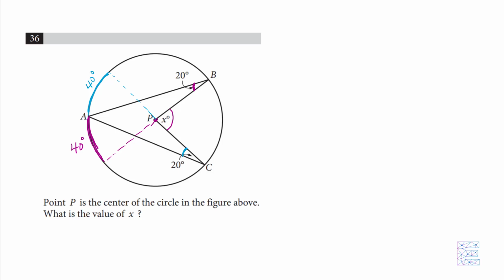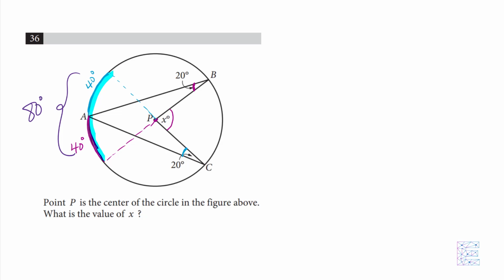Now the reason why this is important to us is we can see the measure for the arc from here all the way to here. Those two arcs combined equal 80 degrees. So we know that this whole arc right here is 80 degrees.